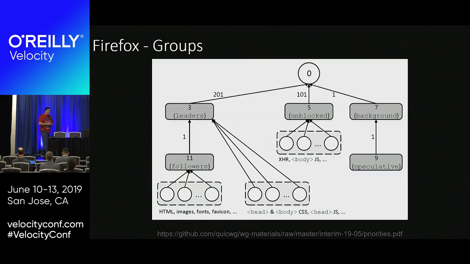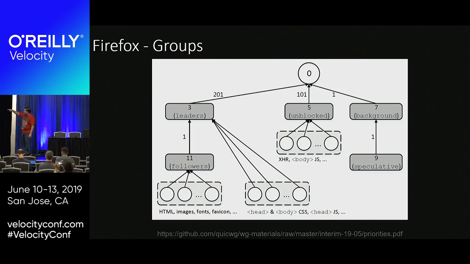Firefox uses placeholders. So when you first open an HTTP2 connection, they will fire off 5 streams immediately, no matter how many requests you've got. And those are the placeholders for the different groups they have. They basically have them set up so that we've got leaders, unblocked, background, and they weight them, so on the edges of the graph are the weights for each one of the groups. So the leaders get a weight of 201, unblocked get 101, and background get 1.